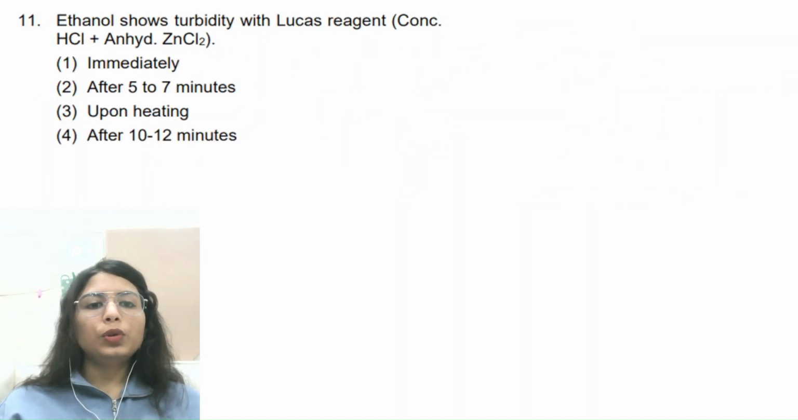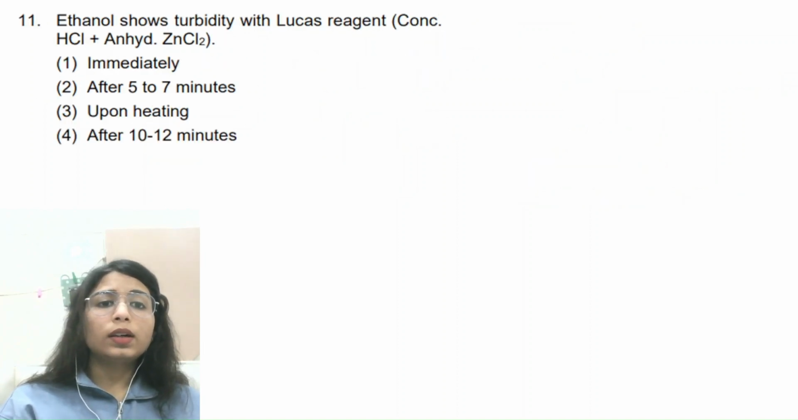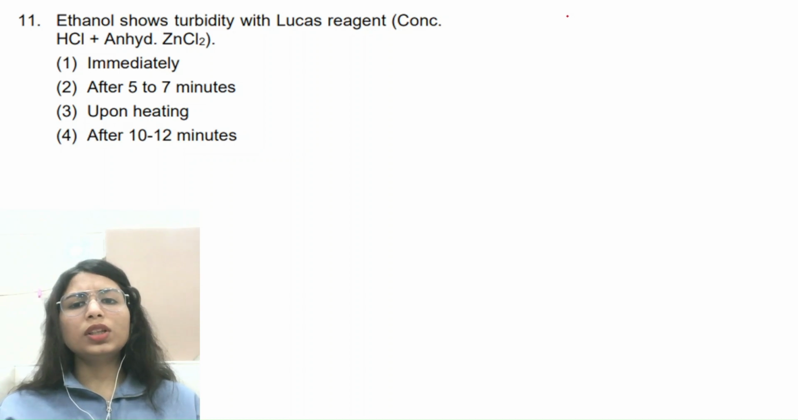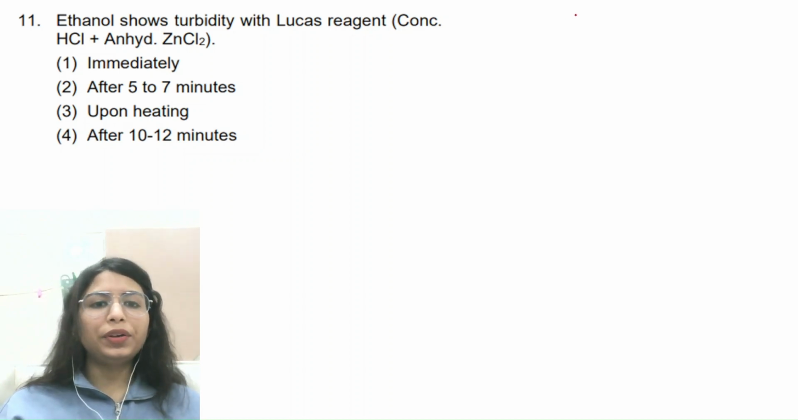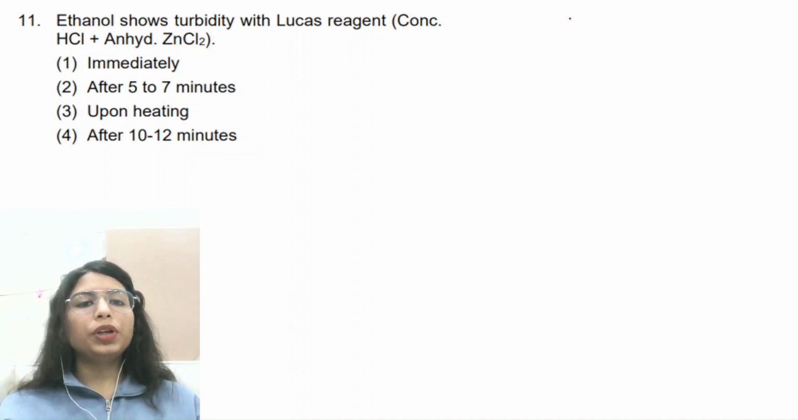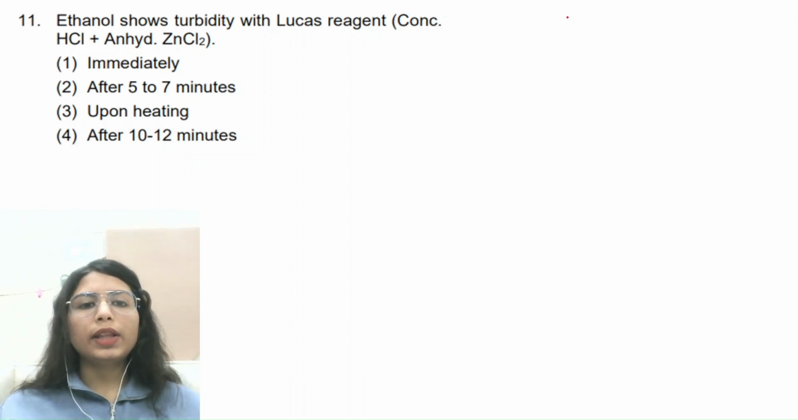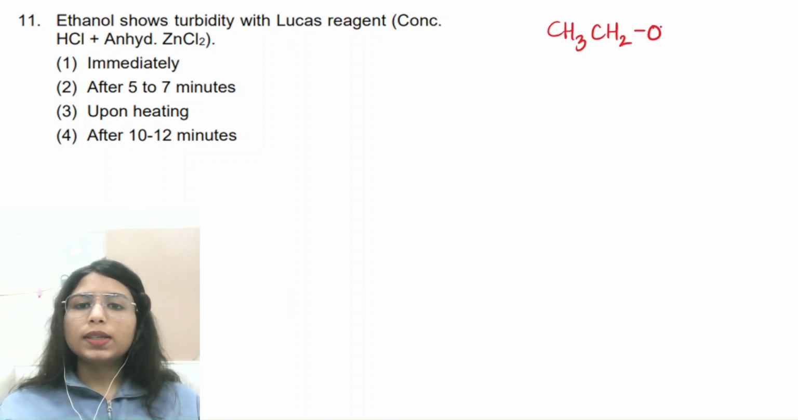Let us now move on to another question, which is our 11th question. This question is basically from laboratory testing and organic chemistry. It states that ethanol shows turbidity with Lucas reagent. So what is Lucas reagent? That is also given, that is conc HCl plus anhydrous ZnCl2, and it is asking you in what time it will show the turbidity. Okay, so ethanol has this structure, which is CH3CH2OH.